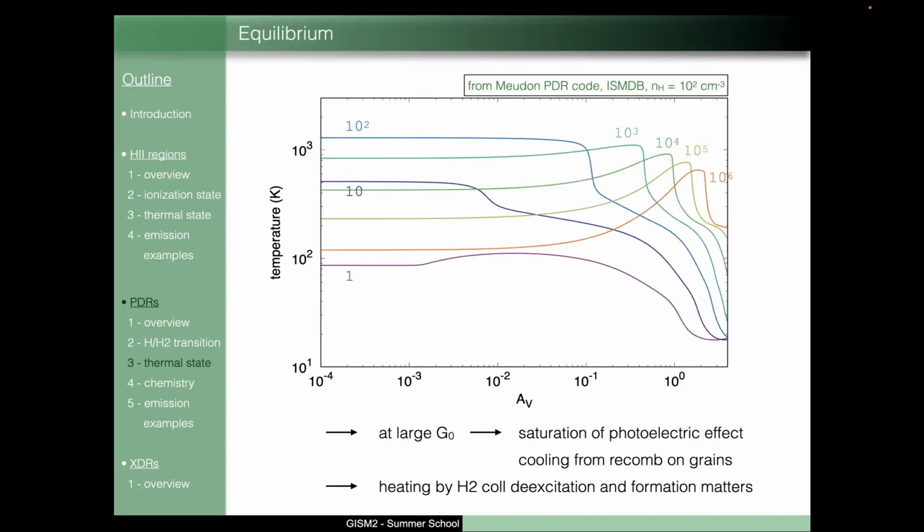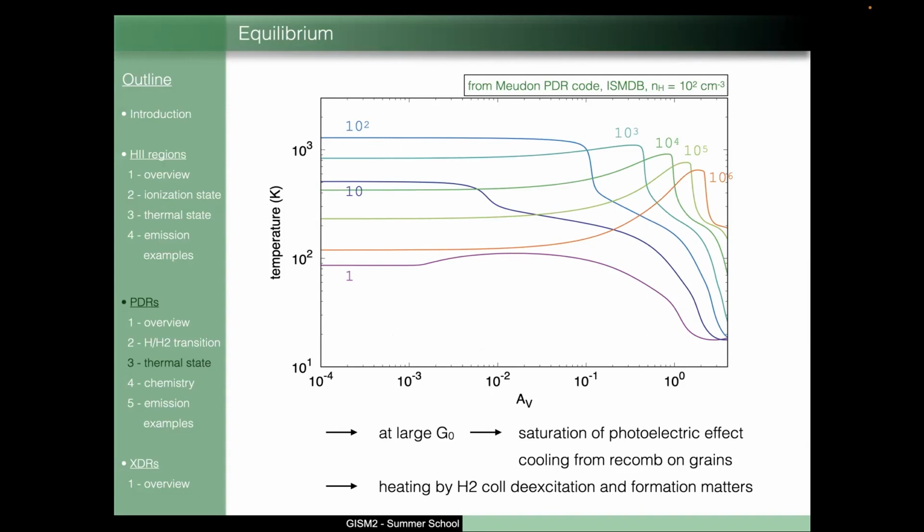So then, once you have the heating rate and cooling rate, you can compute the temperature of the PDR at every single position. So you can plot the temperature as a function of A_V. And this is typically the kind of temperature profile that you will obtain. This has been obtained using the Meudon PDR code and its database for a density of 10 to the 2 per cubic centimeter. And these different curves correspond to different values of G0, ranging from 1 to 10 to the 6.